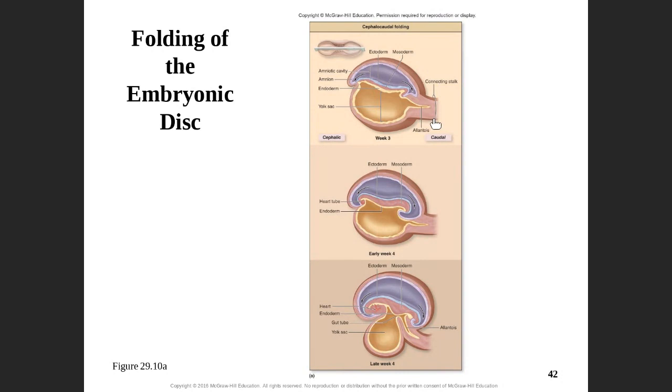Here's the connecting stalk, just to give you a little bit of perspective. Our connecting stalk is where our future umbilical cord will be. Our yolk sac is here on the bottom, and the amniotic cavity is up here. We start to fold forwards, almost pinching off the yolk sac as we do so, and then the amniotic cavity starts to cover our embryo. This is the cephalocaudal folding.